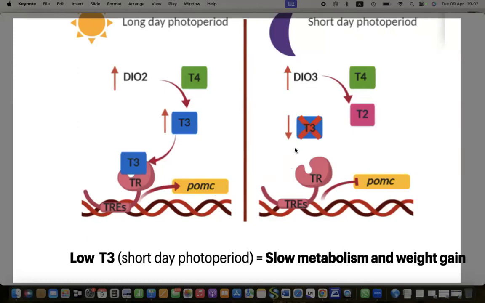So on the short day photoperiod, we're going to get low T3, the T4 goes to T2, so the POMC is not activated, and so there's slow metabolism and weight gain on a short day. So just a point over here that if we're not getting outside, into sunlight, not getting UV radiation into the eyes and on the skin, then we are creating our own short day photoperiod, and we're slowing metabolism and promoting weight gain.